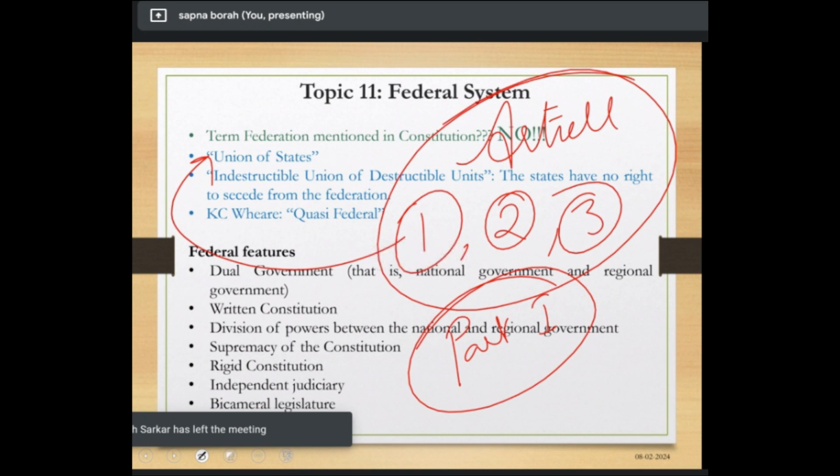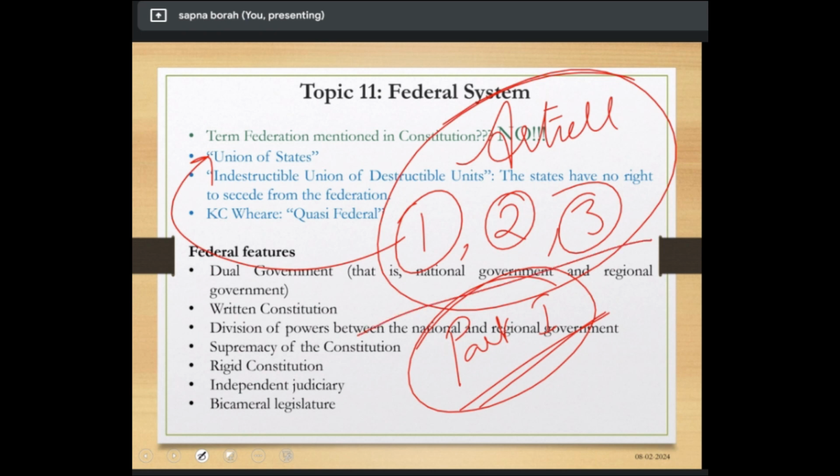And now you can apply it. If the question comes up and randomly gives union of states, then you should remember that if these statements about states and union are there, it is relating to Indian boundary, Indian territory, and all the questions and articles related to territory are in Part 1. So Part 1 is like the first part of the constitution definitely by default.